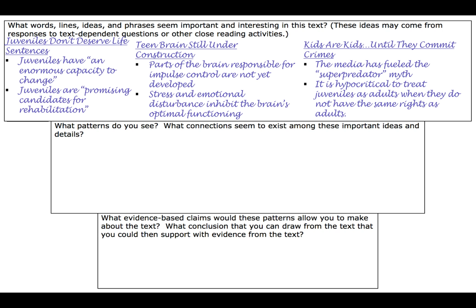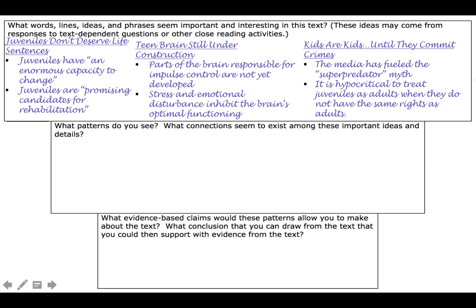So I'm looking at my evidence. All of this evidence together can help me talk about the fact that I do not believe it is ethical to try a juvenile as an adult. Part 2, we're going to start narrowing down the ideas here. We have our evidence, okay? Now what we do is we talk about the patterns that we see. So what patterns do you see? What connections seem to exist among these important ideas and details?